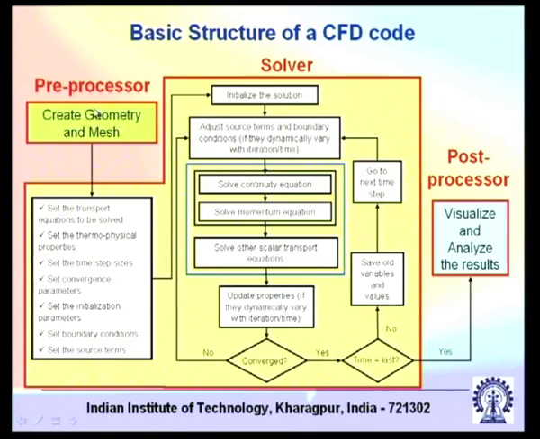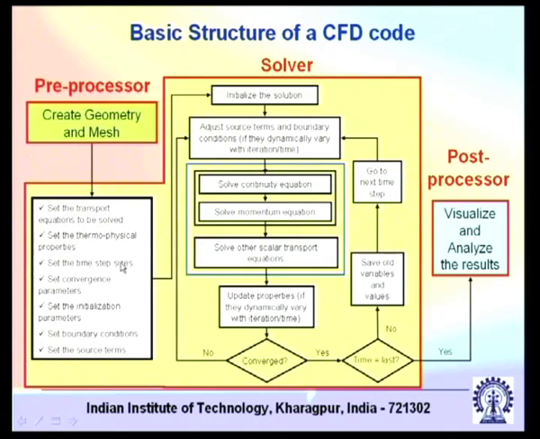One of the important functionalities is to create a geometry and a mesh for solving a problem. We will go through one or two examples to illustrate that. Then you need to set the transport equations that need to be solved, because the code does not know which equations you need to solve. So you have to specify which equations you need to solve, and set the thermo-physical properties. If it is an unsteady problem, set the time step sizes.